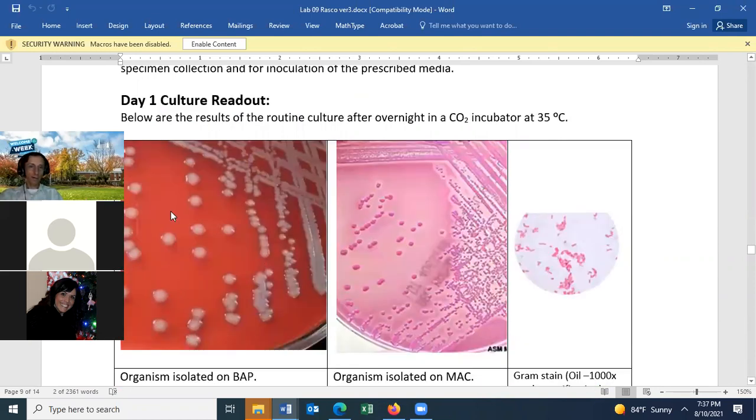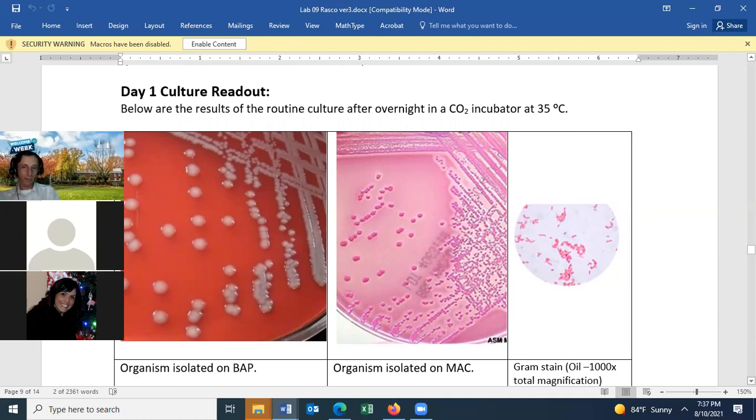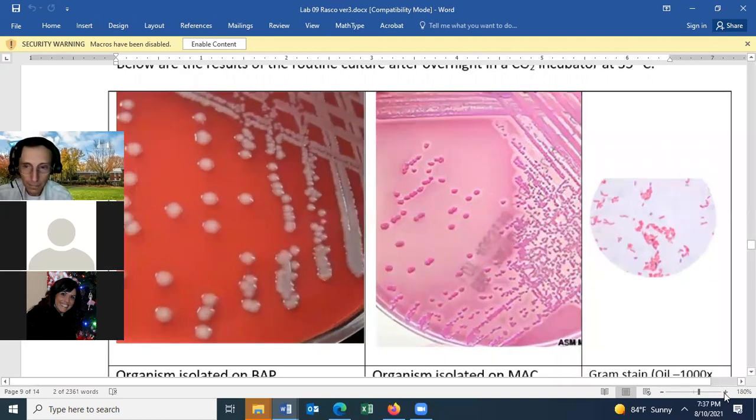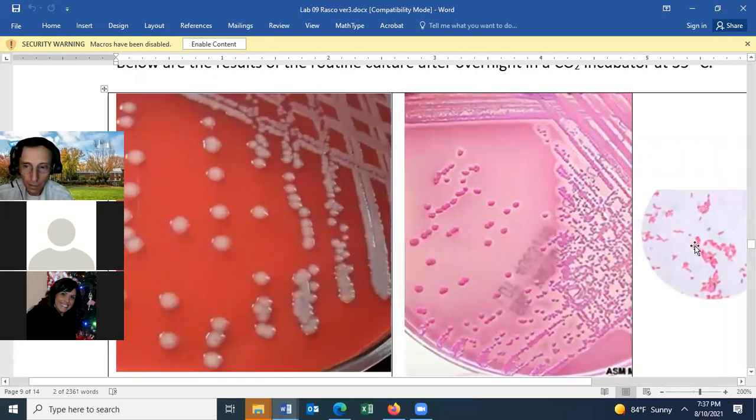So how the bacteria is growing on the blood agar plate, how the bacteria is growing on the McConkey's plate. And that tells you it's gram-negative that it's growing on McConkey's. It's also fermenting the sugar lactose because it's pink. There's the gram stain confirming that it's gram-negative. Let me blow that up. I think it's a bacilli. Yep, bacilli.